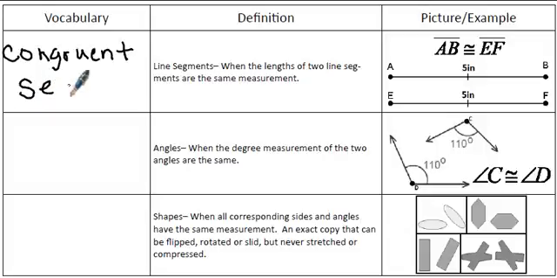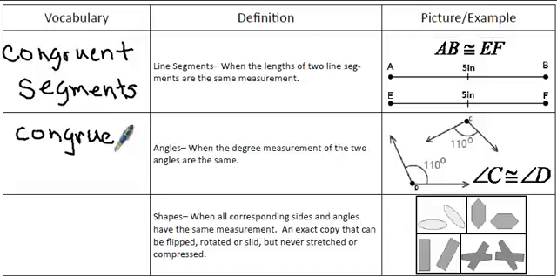Now if I have two line segments, when the lengths of those two line segments are the same measurement, then these are called congruent segments. So line AB with a line over it, and line EF, and this symbol shows that line AB is congruent to line EF. Now when angles have the same degree measurement, so angle C is congruent to angle D because angle C is 110 degrees and angle D is 110 degrees, then we have congruent angles.